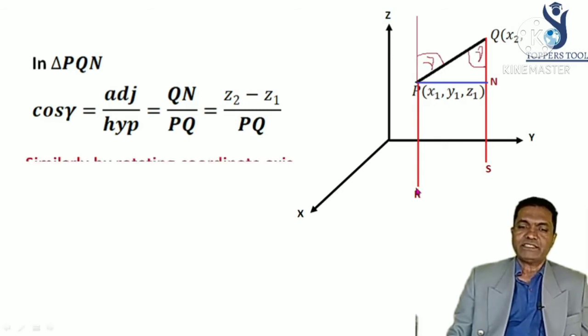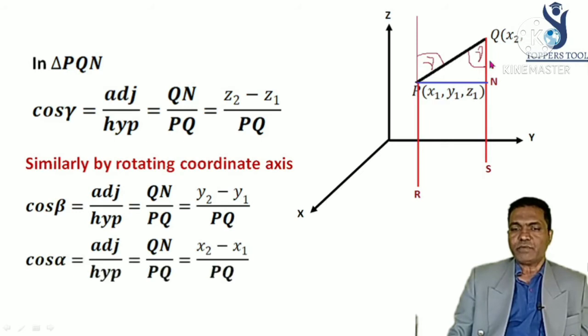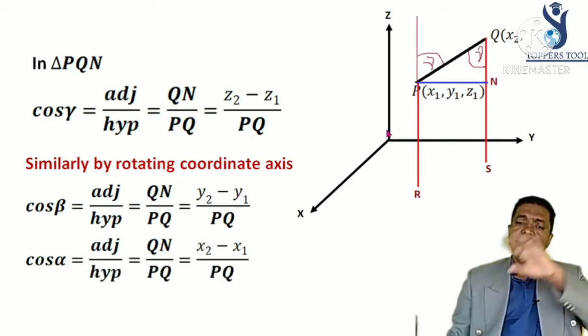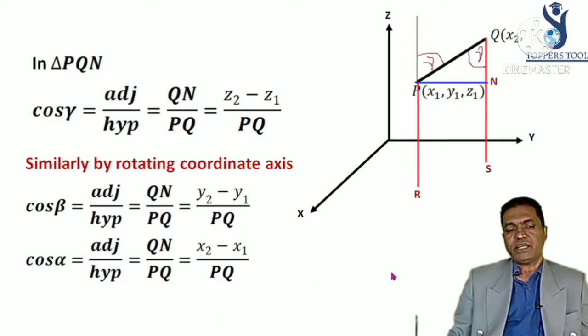So what you will get is cos beta is equal to, you will get this distance becomes y2 minus y1 by PQ. And similarly, if you take one more rotation, means bringing Z here, X here, Y here, you will get this angle as alpha and you will get this distance as x2 minus x1. So this is the thing. So make your notes and understand how to find the direction cosines of a line joining two points.